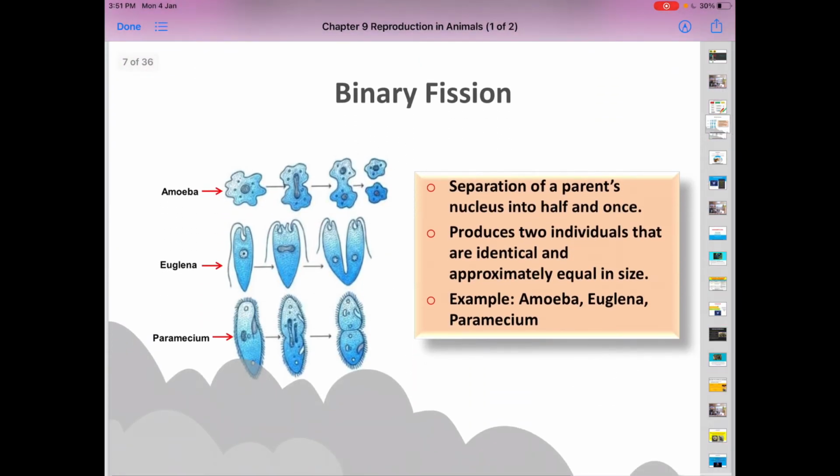Okay, so this is the example of binary fission: separation of a parent nucleus into halves. The parent nucleus is divided into half, and this happens only one time. So this will produce two individuals, two offspring with identical genetic material, and their size is approximately equal. Examples of organisms that do binary fission are amoeba, euglena, and paramecium. Please remember this.